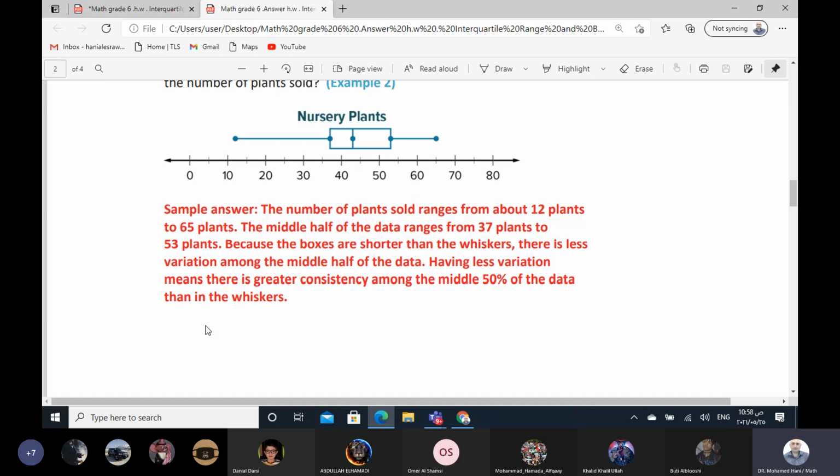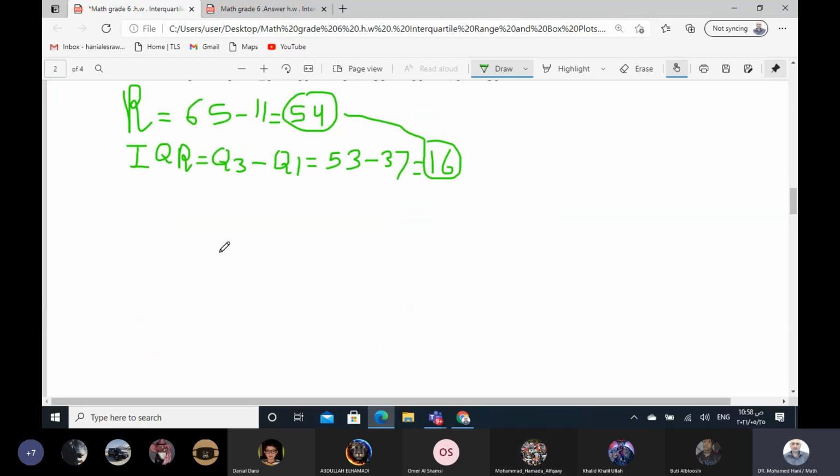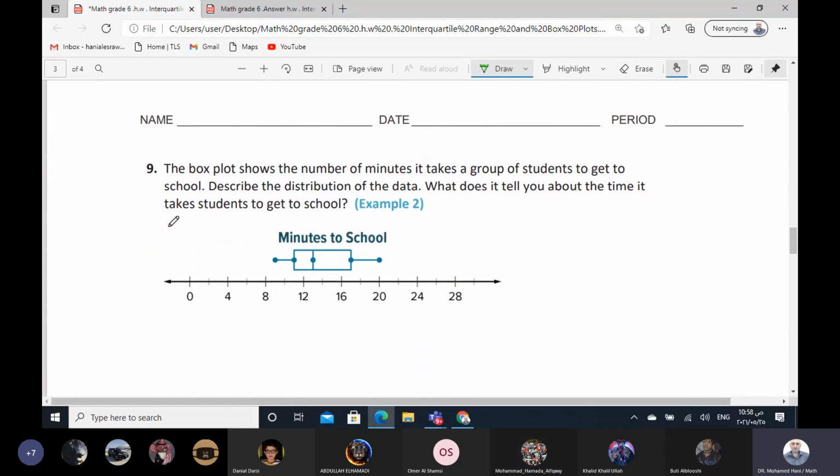Who has any question here? Okay. No one. Who can read exercise number 9, please? Okay, Muhammad. The box plot shows the number of minutes it takes a group of students to get to school. Describe the distribution of the data. What does it tell you about the time it takes students to get to school? Thank you, Muhammad. I want from all to find the range and the interquartile range. Then tell me what is your description. Start, please.